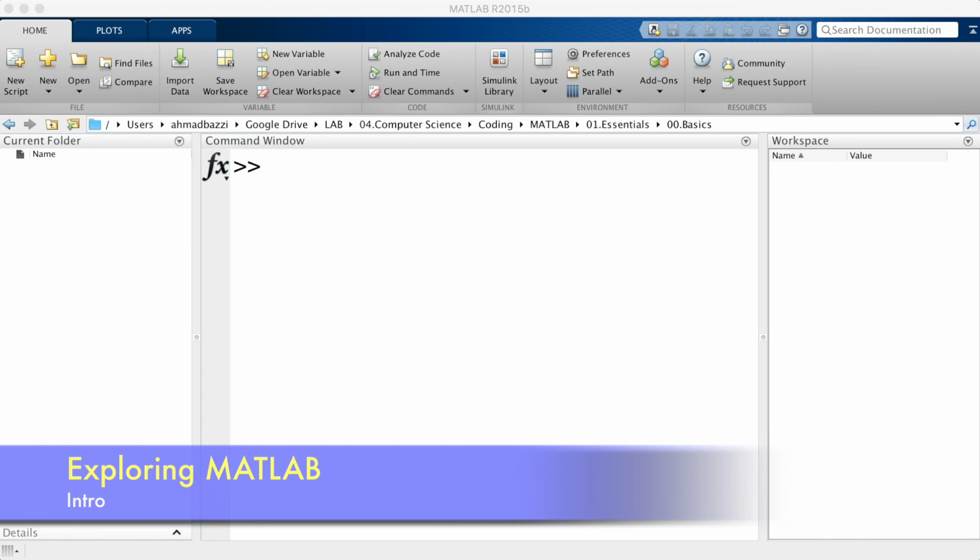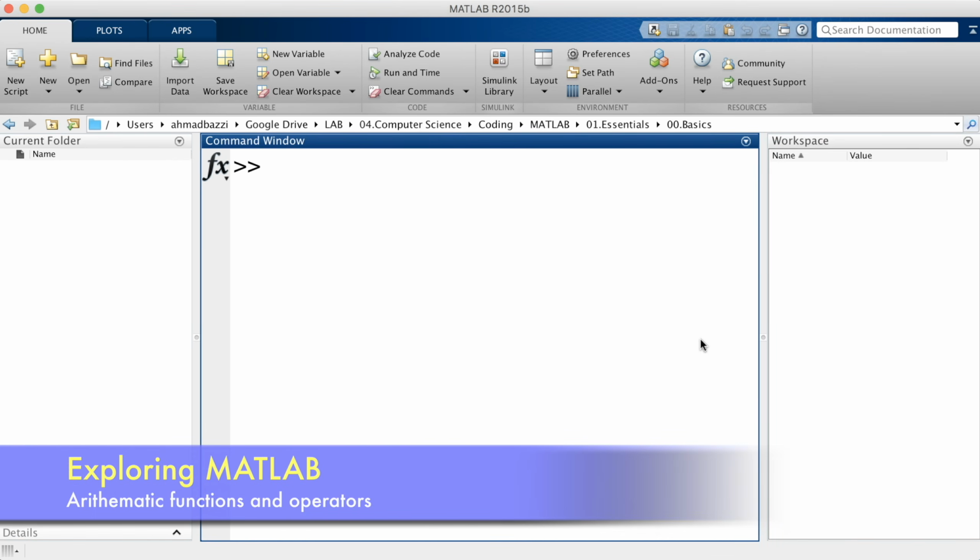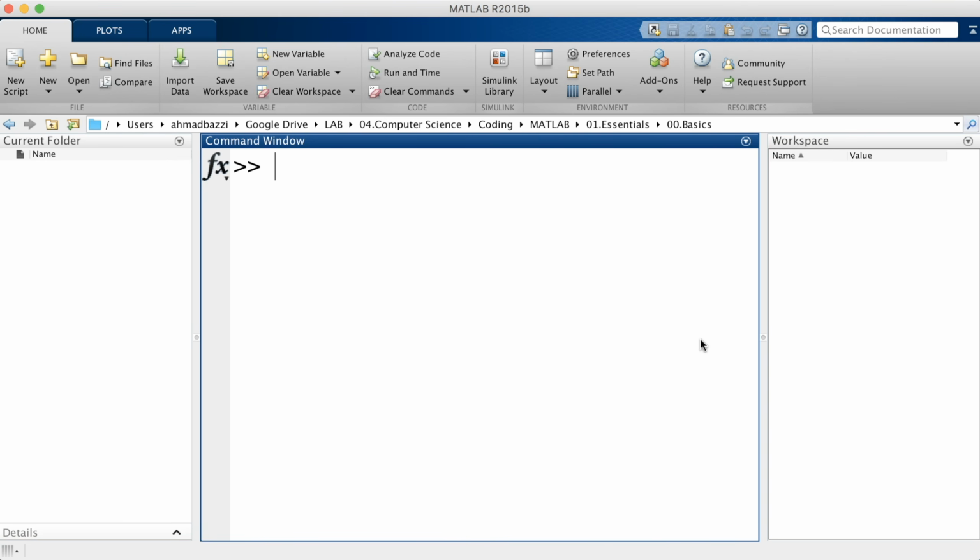Hello and welcome again. So in this one, we're going to be talking about operators and elementary operations. Arithmetic functions include operators for simple operations like addition and multiplication, as well as functions for common calculations like summing or modulo operations and so forth.